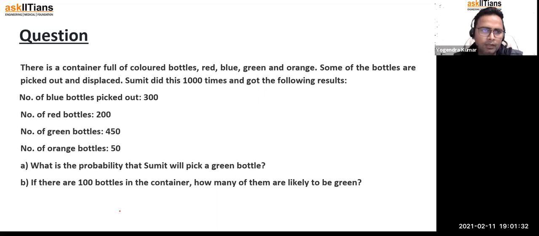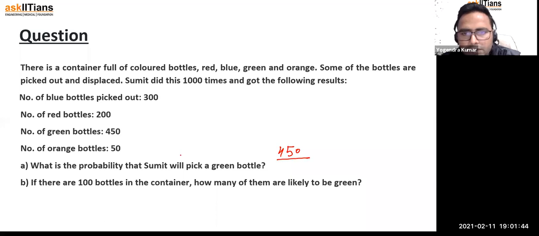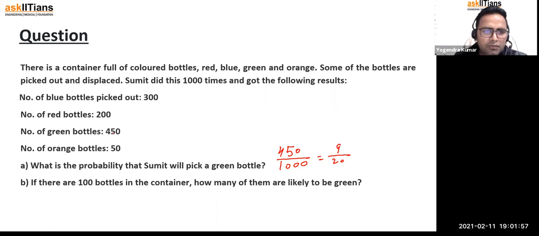So he did this 1,000 times, and he found that he picked up green bottles 450 times. So 450 divided by 1,000, right? That should be our answer. So 45 by 100, and this is 9 by 20. Simple, right? Because green bottles came 450 times, compared to all the others, and this is the total.